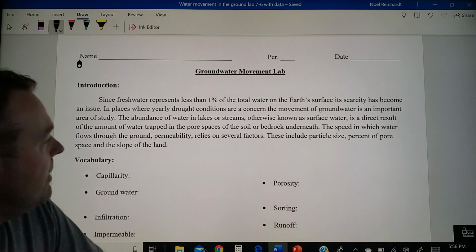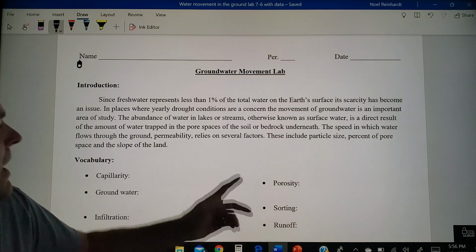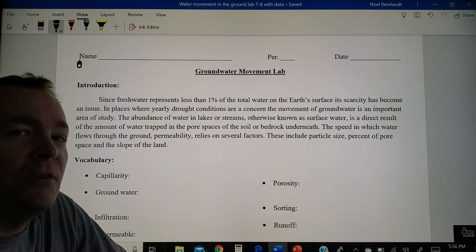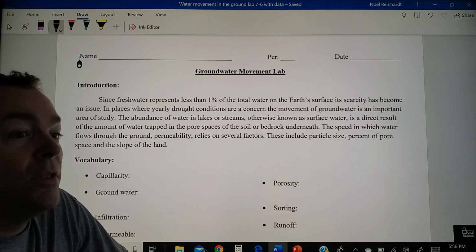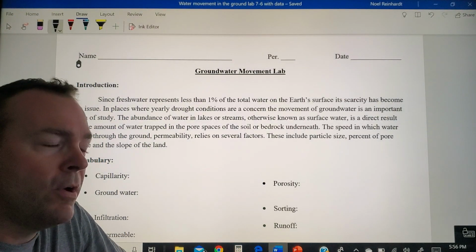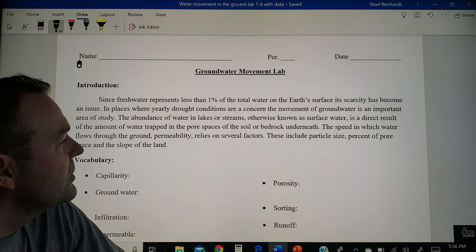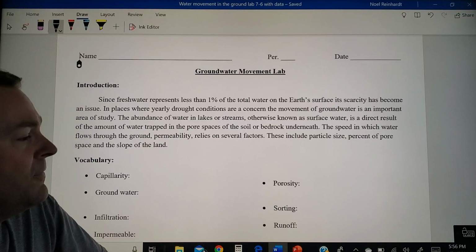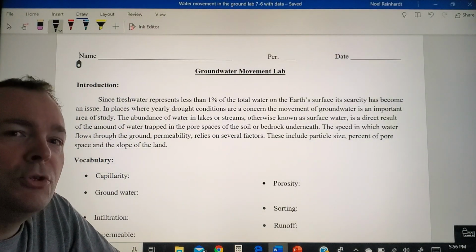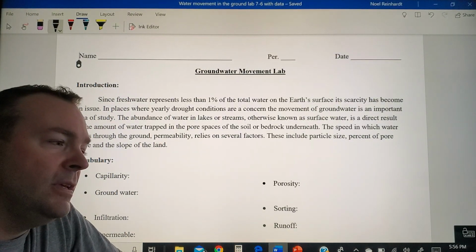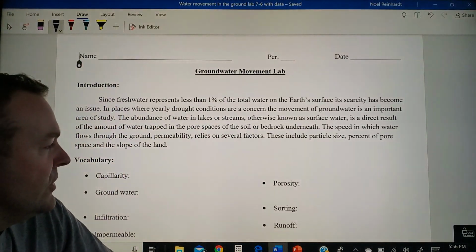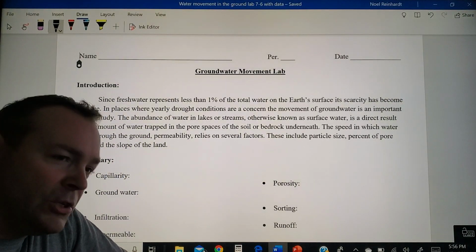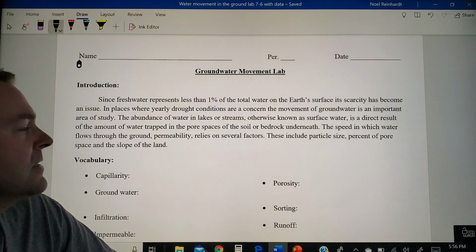Reading your introduction, it talks about fresh water representing only 1% of the total water on Earth's surface. That's pretty amazing. More than 70% of the Earth is covered by water, but only a small percentage of that is what we can drink. And if it becomes polluted, and groundwater pollution is pretty easy to do and pretty common, then we have a serious problem. So this lab addressed how water gets in the ground, the rate at which it does so, how much the ground can hold, things like that.